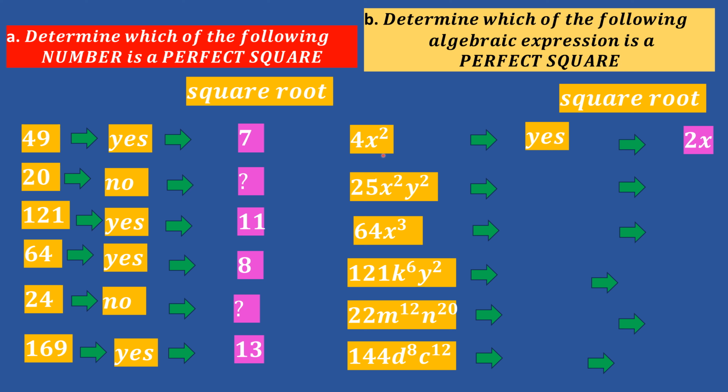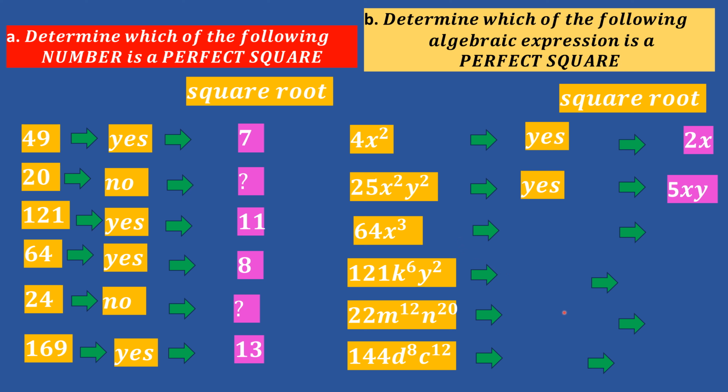What about 25x squared y squared? The 25x squared y squared is a perfect square. It's a yes. And 25 as a constant has a square root of 5, while the exponents of x squared and y squared are both divisible by 2. Thus, the square root of x squared is x, while the square root of y squared is y. So therefore, the square root of 25x squared y squared is 5xy.